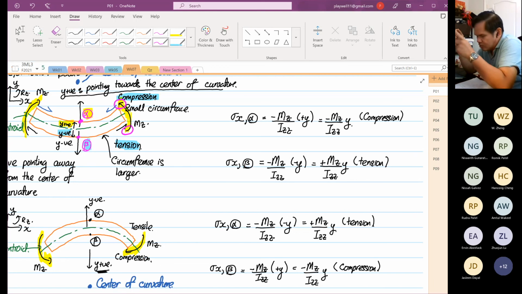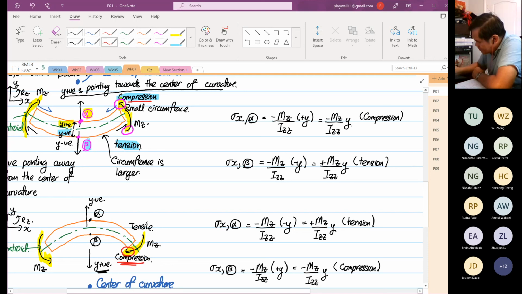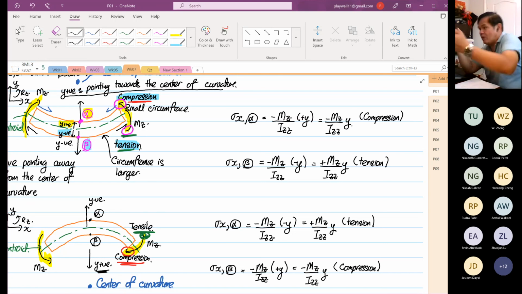The head of the arrow is always in compression. If you view the diagram below, the head of the arrow is also in what? Compression. Can you see that? The tail end of the arrow is always under tension. The tail end of the arrow over here is also under what? Tension. So we have developed one rule by observation.